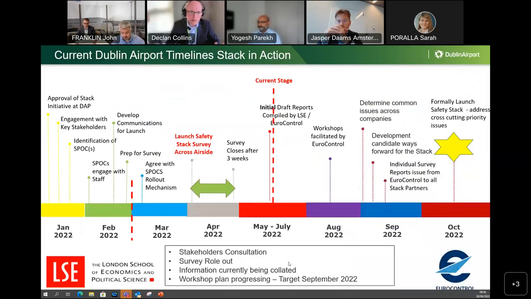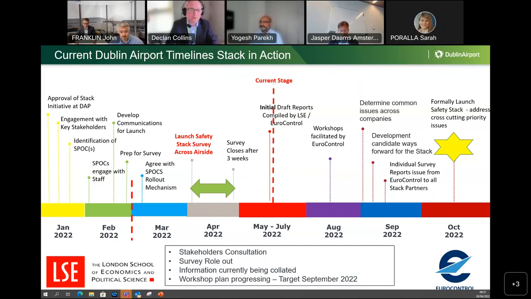Where we are in our journey at the airport is we launched the survey back in early April. We closed it after 3 weeks at the end of April. The number crunching is being done now by the London School of Economics, and we're expecting reports back in late August, early September. So we're putting in place workshops with all parties, and these workshops are with stakeholders only, not with the airport. Then, once everyone has had their workshops and received feedback on the survey results, we'll convene a stack meeting, in September, October time, to effectively kick off the stack proper.